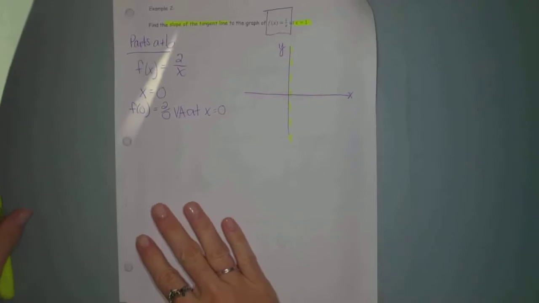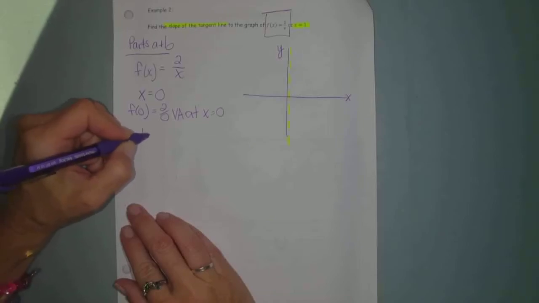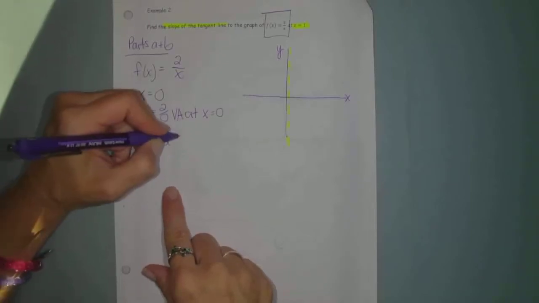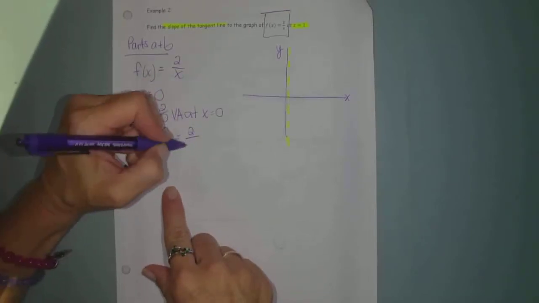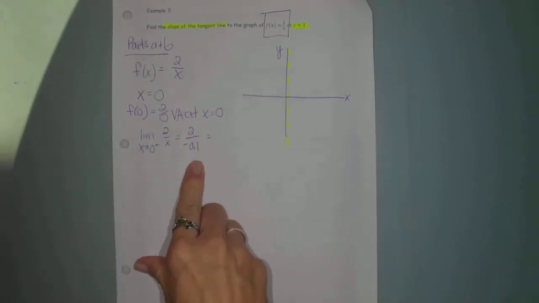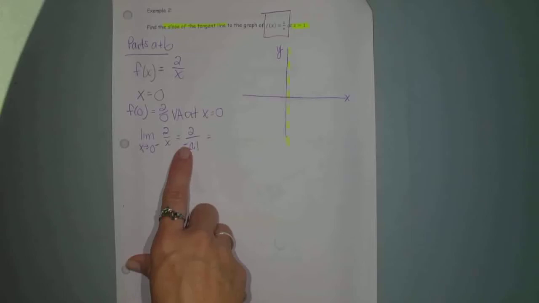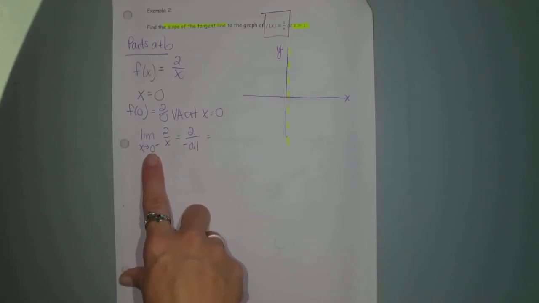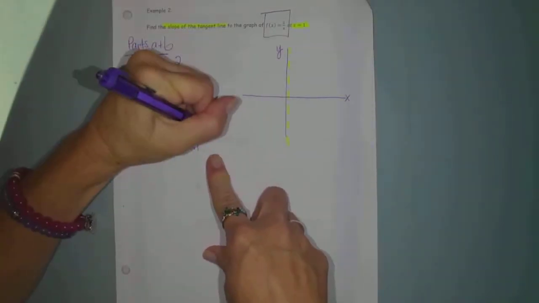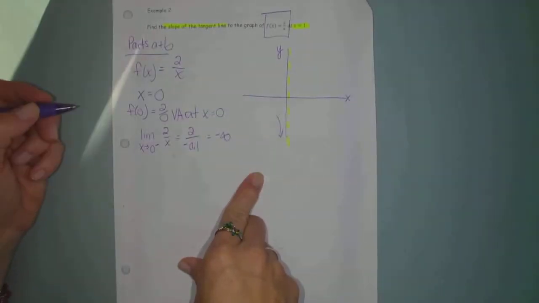Now let me take a look at my limits left and right of 0. So if I do the limit as x approaches 0 from the left of 2 over x, then I have 2 over maybe -0.1, and that's going to be -20. And if I let it be -0.01, that's going to be -200. And the closer and closer I get to 0 from the left, these values are going to be getting very large in the negative direction. So we'll go ahead and say -infinity for that. So 0 from the left, we're going down to -infinity.